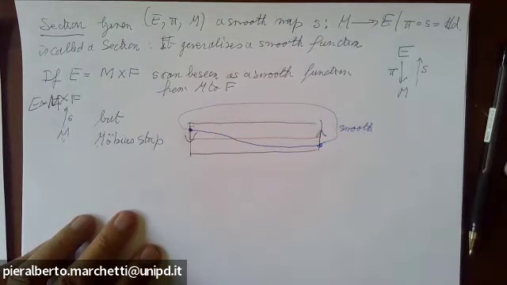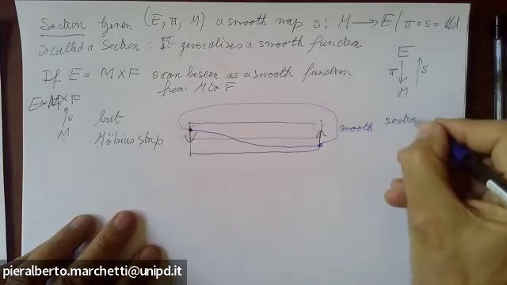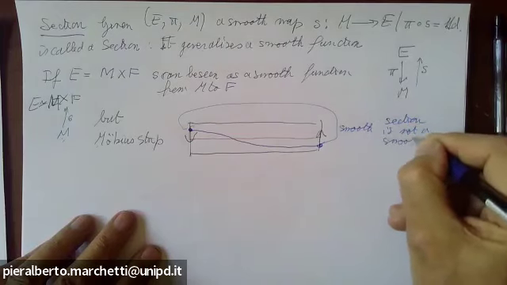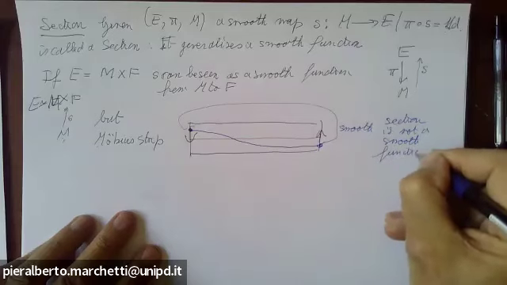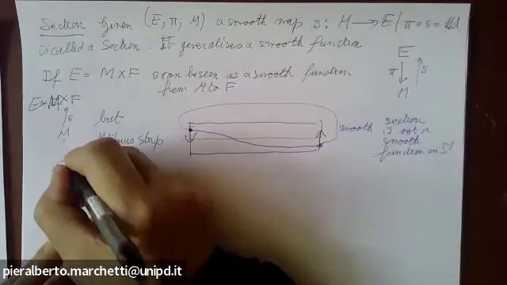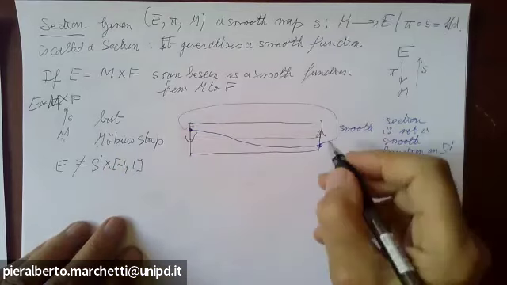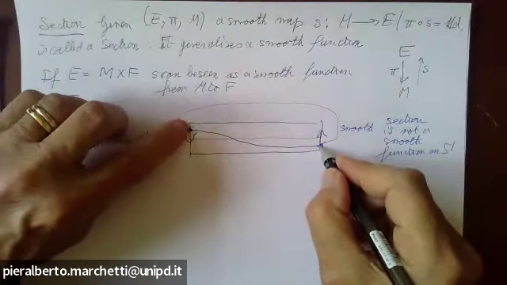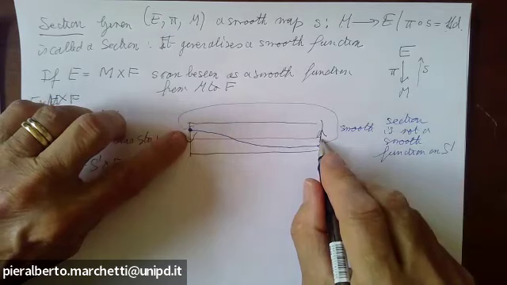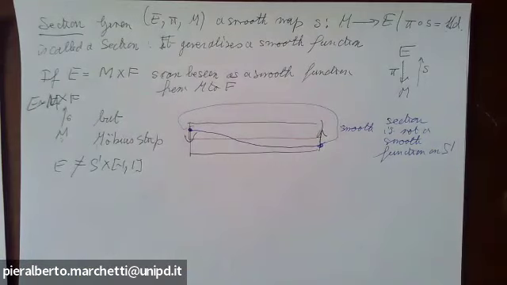But then it clearly is not a smooth function on S1, as you would expect, if E were S1 times [-1, 1]. Because, of course, it's obvious that from the point of view of a function, remember that these are identified. You cannot think of a function in which the same point gives rise to two values. So it means that this is not a function.